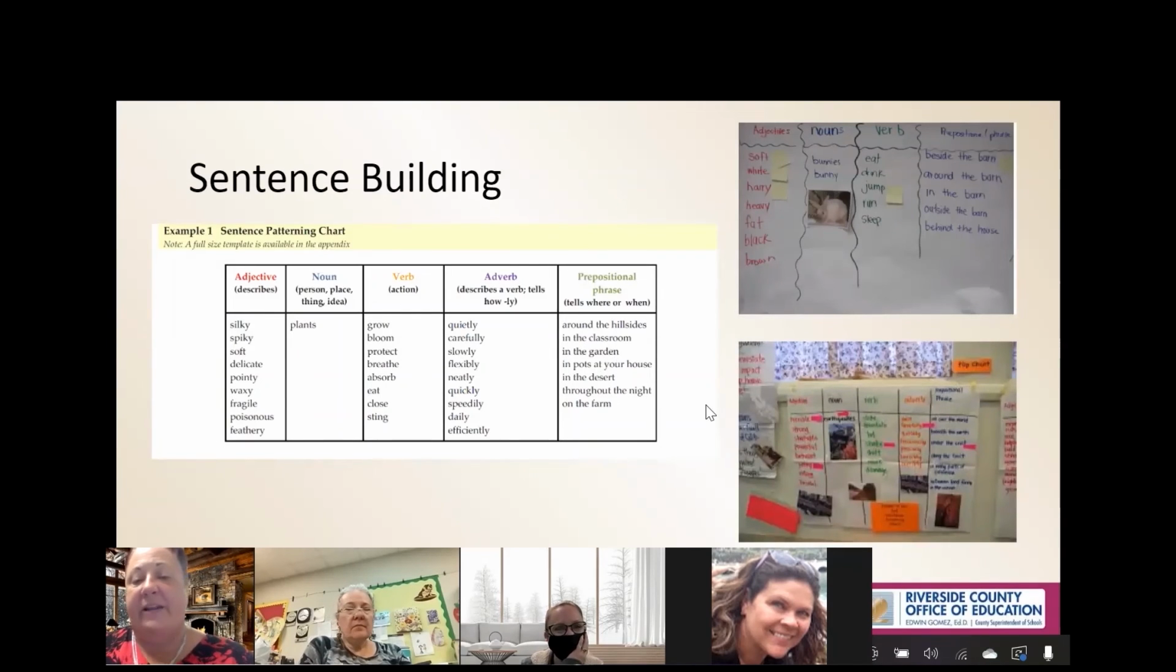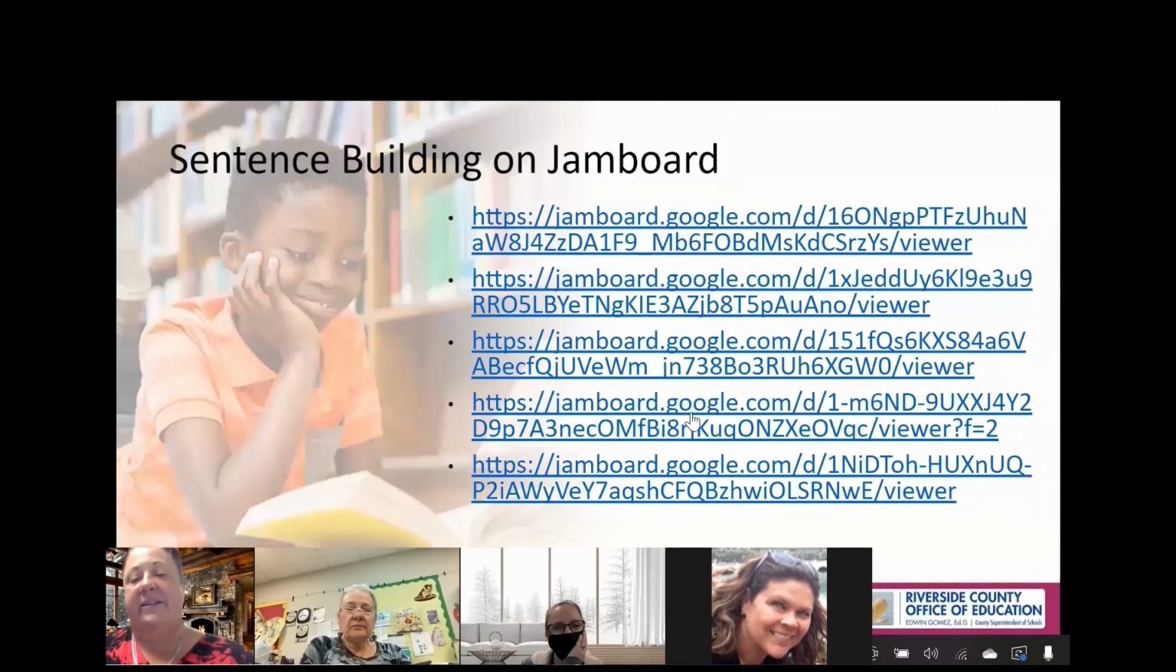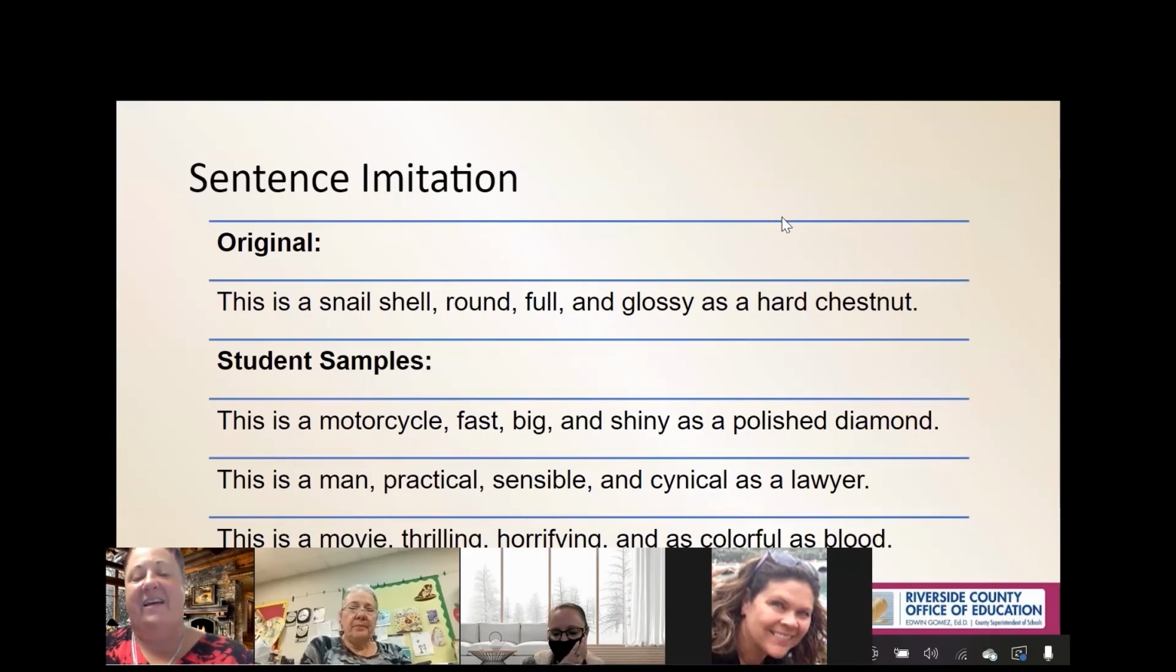So here are just different ways I have done it. I've done sentence patterning charts. And then these are Jamboards, and if you click on them, they're building sentences in the Jamboard. So if you want a technology version, there you go.